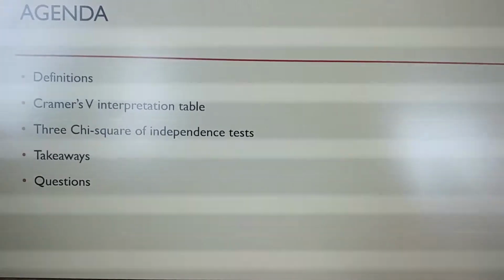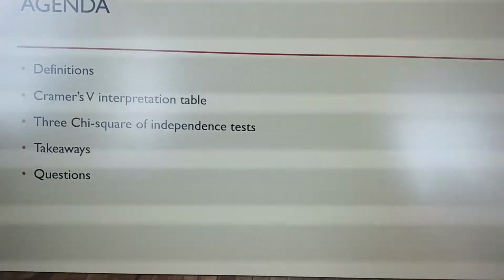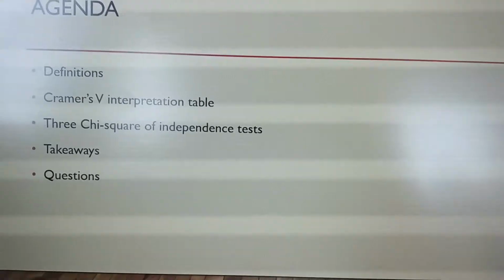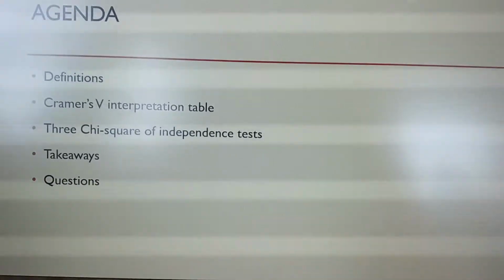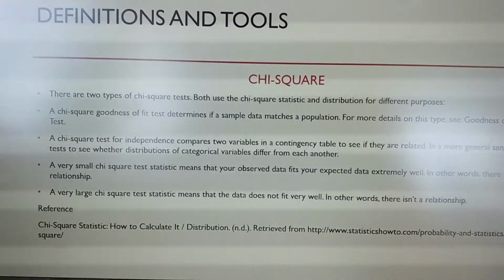On today's agenda is the definition, Cramer's V and the Cramer's V table, three chi-square tests of independence, the takeaways, and if you guys have any questions for me.